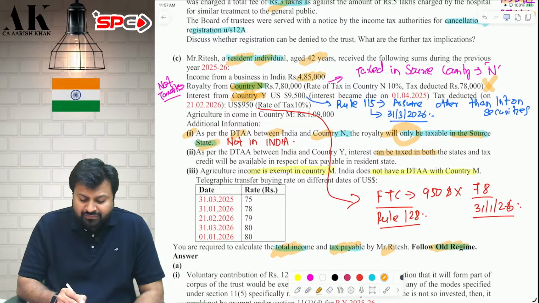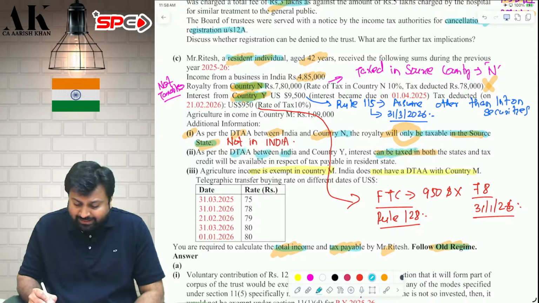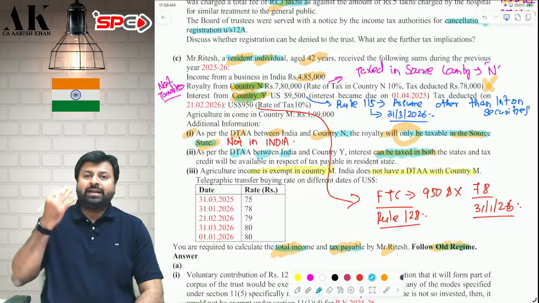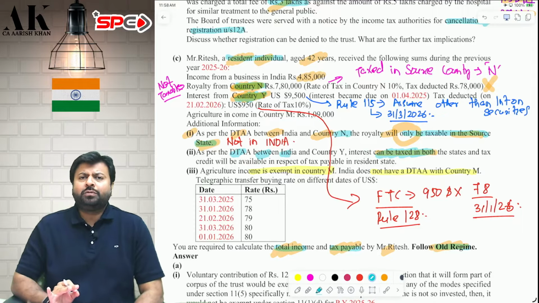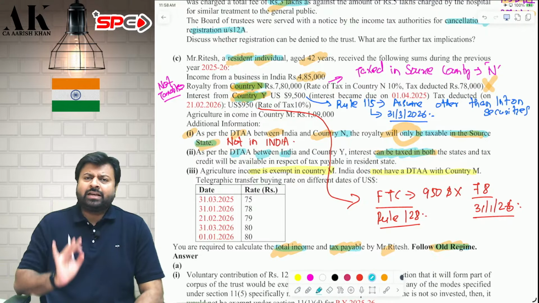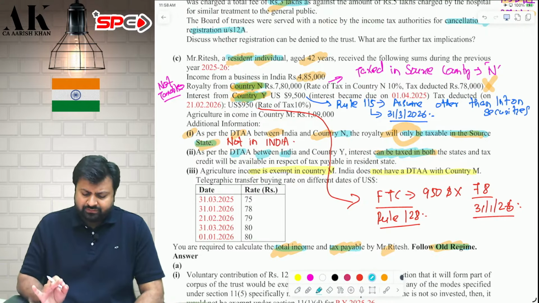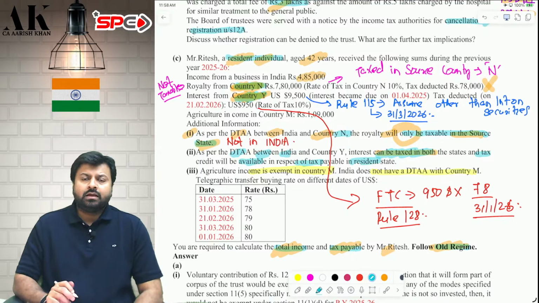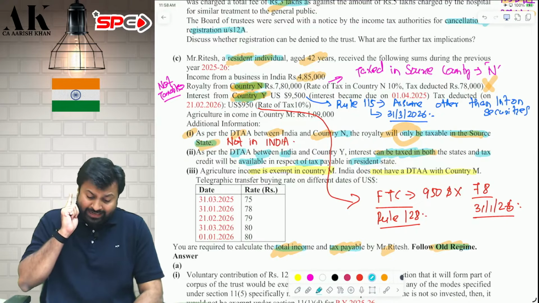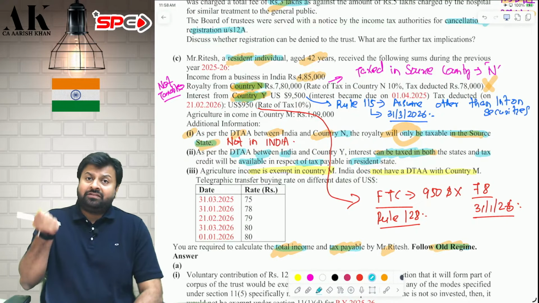What about interest from country Y? For that, we need to read, as per the DTAA between India and country Y, interest can be taxed in both the states. So, interest can be taxed in India also, and interest can be taxed there also. So, you will take interest in India, and then in India we will give him a relief. DTAA relief we will give, because it is written that tax credit will be available in respect of tax payable in the resident state. So, you will get the relief in India. Country Y interest you have to include.